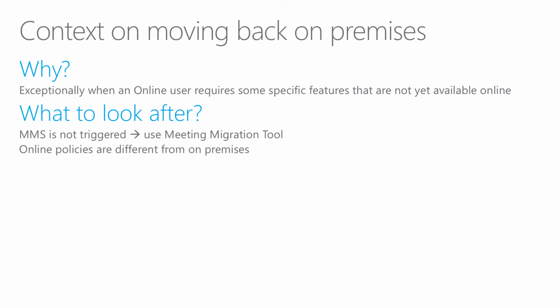So what's the context of moving a user back from online to on-premises? Why would you do this? Exceptionally, you can do that when an online user requires some specific features that are not yet available online, but are available on premises. What do you have to look after here? The meeting migration service, MMS, is not triggered, so you need to make use of the meeting migration tool. And also, you need to look at the policies that you will need to reapply to the user when he's moved back on premises.